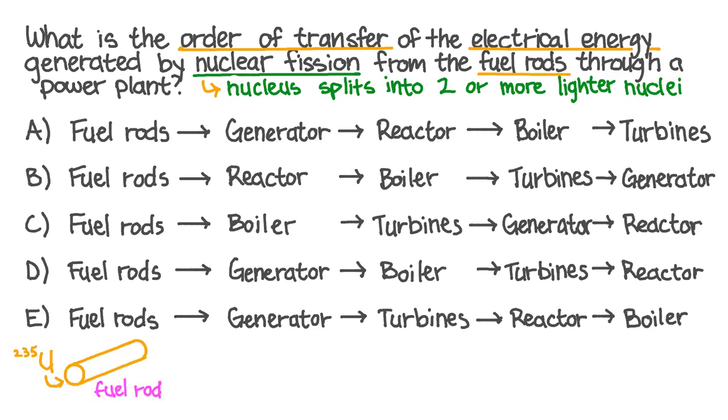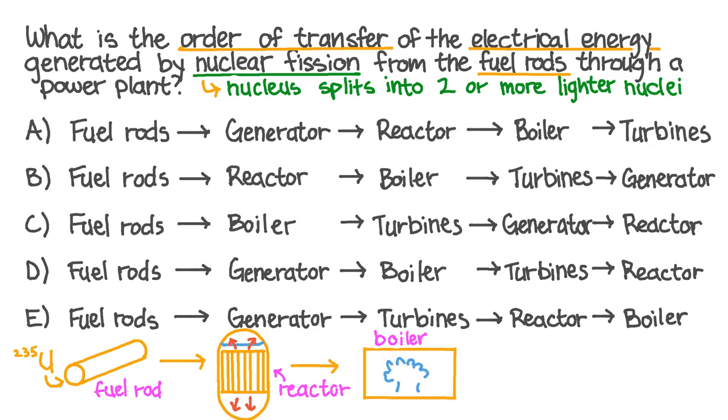Fuel rods are metal tubes packed with the fuel for the fission reaction, uranium-235. The fuel rods are placed inside the reactor. The reactor is full of water. The water inside the reactor will heat up because of the energy given off during the fission reaction. The hot water is turned to steam inside the boiler. The steam is used to spin a turbine. And the spinning turbine generates electricity in a generator. So, the order that the energy is transferred through a nuclear power plant is the fuel rods, the reactor, the boiler, the turbine, and finally the generator. This matches answer choice B.